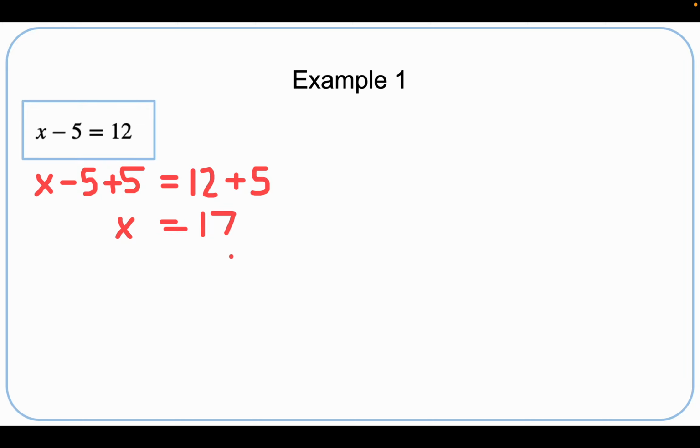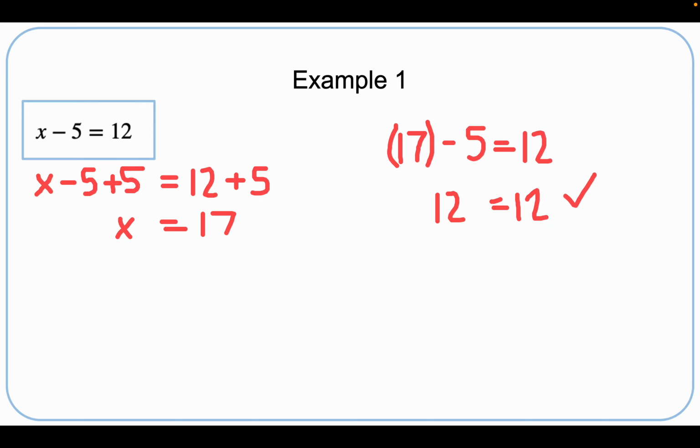And then oftentimes in your book, it's going to have you check your answer. So the way that we check our answer is just take our solution, 17, and we plug it back into our original equation. So we're going to put 17. And usually what happens is we'll put parentheses around where our variable was, so we know which number is being tested, I guess you could say. So 17 minus 5 equals 12. Simplify, yes, 12 does indeed equal 12. So that checks out.